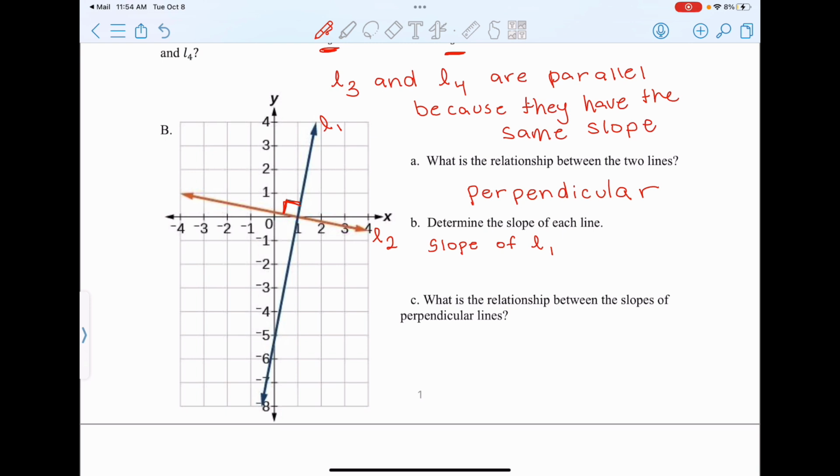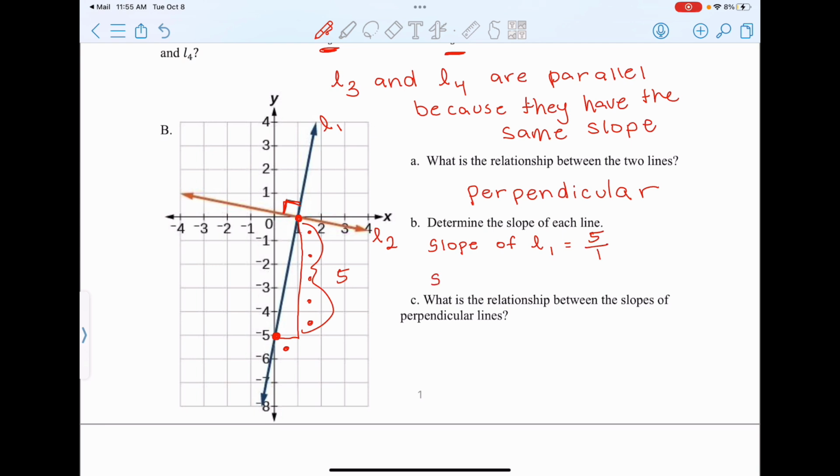So let's start with the slope of L1. I need to find 2 points that cross at perfect corners. So for example, 1, 0, and 0, -5. And this time I am counting by ones, so each box is just 1 unit. And so my rise is 1, 2, 3, 4, 5 units. And my run is 1 unit. And so my slope of L1 is 5 over 1.